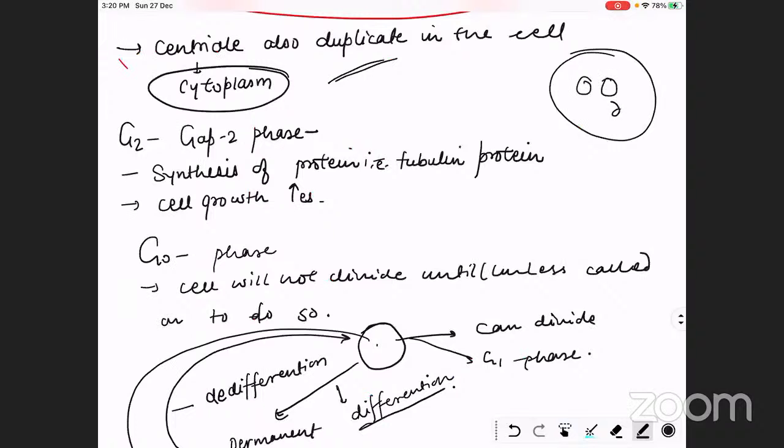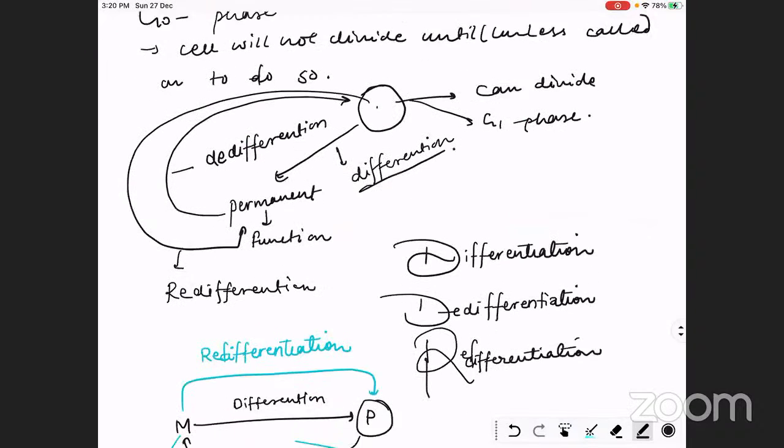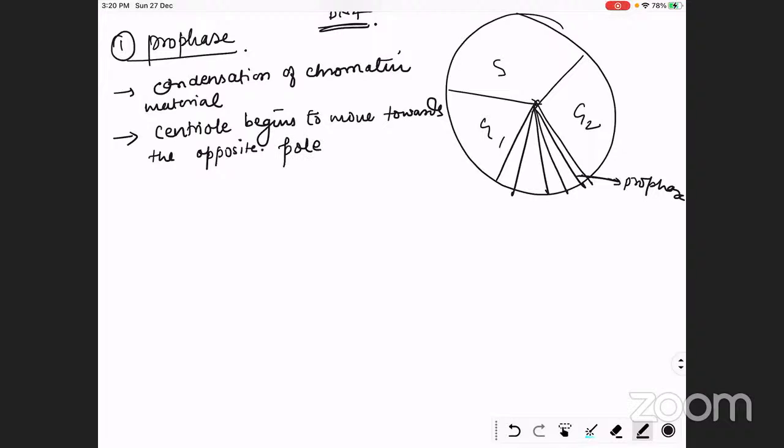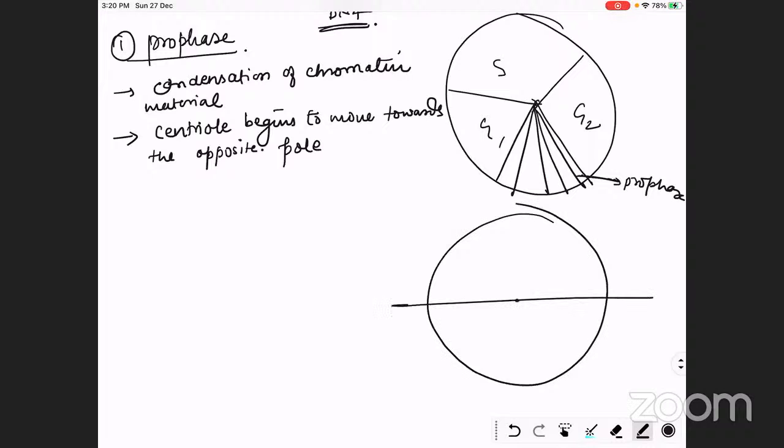Now these two centrioles begin to move towards the opposite poles of the cell. So centrioles begin to move towards the opposite pole. Basically we consider a circle, and a line passing through the center of the circle is the equator of the circle, and we have two poles, upper pole and lower pole. Centrioles will move towards these poles. Okay.